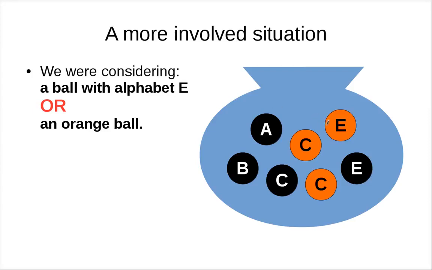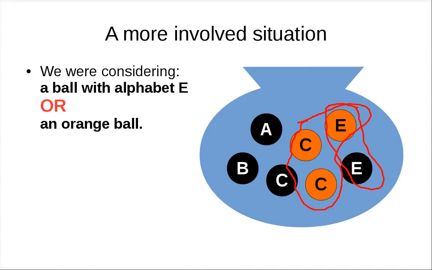It's not that we're looking at one property alone, right? So we are looking at 2 things. One is this set, the ball with orange, and another set is this ball with the letter E, right? And now we have the vocabulary to talk about outcomes and sample space.